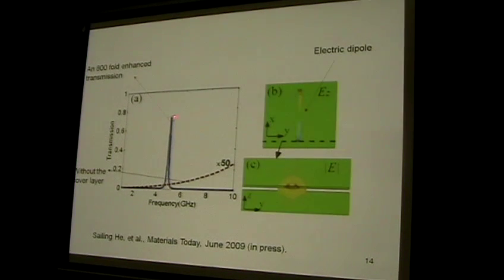And you see the transmission is very much enhanced. It reaches about 70%, and that is 800 times enhanced transmission, just with such a simple electro dipole structure. So if it works at microwave without the surface plasmon effect, you can think about it at optical frequency as well. You can do that too.